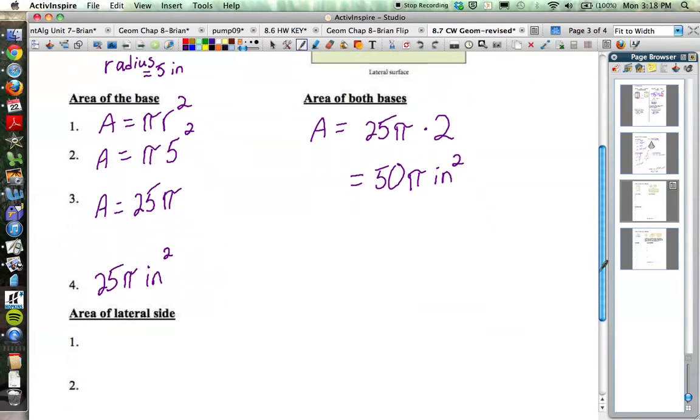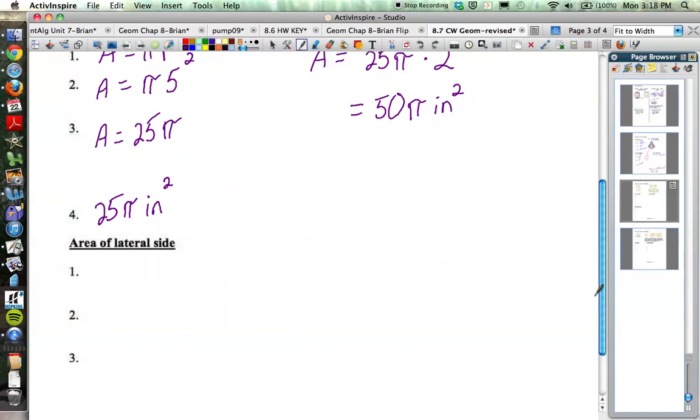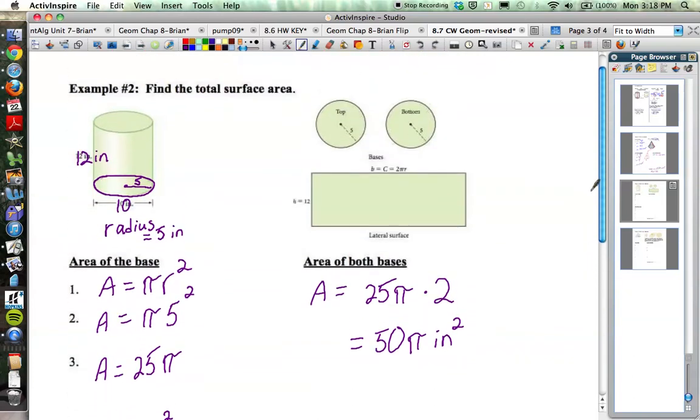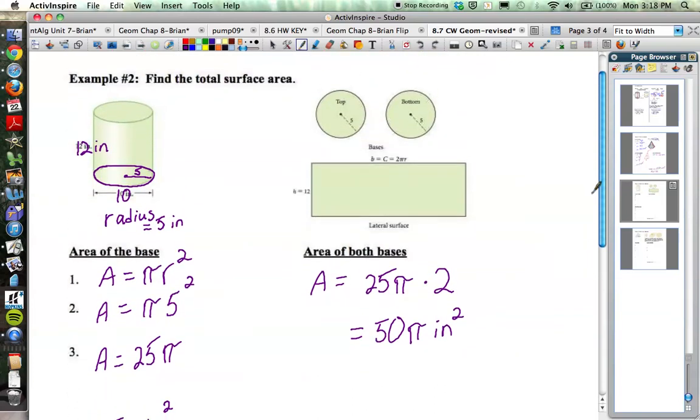The second thing we're going to do is get the area of the lateral sides. Now I want you to think about the lateral sides of, say, a can of soup. Basically, it's the label. If you peel the label off of a can of soup, and you do that carefully, and then unfold it, you are going to get a rectangle. So a rectangle is actually what goes around the side of a cylinder.